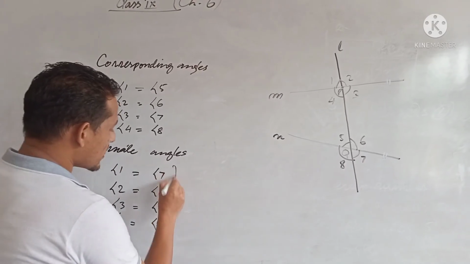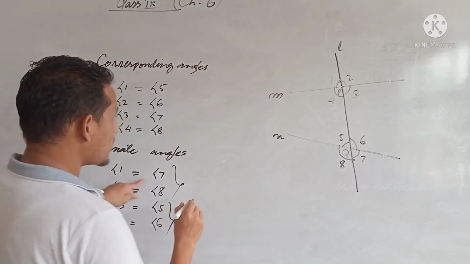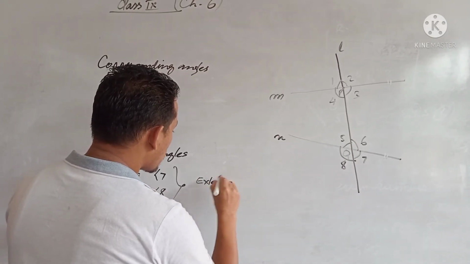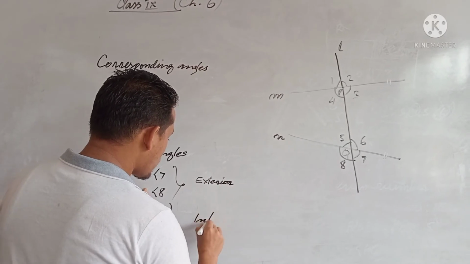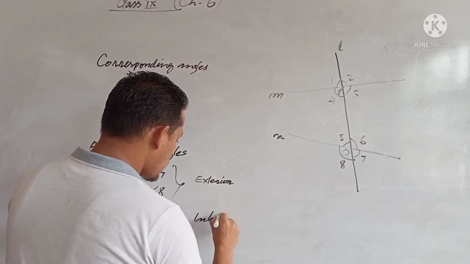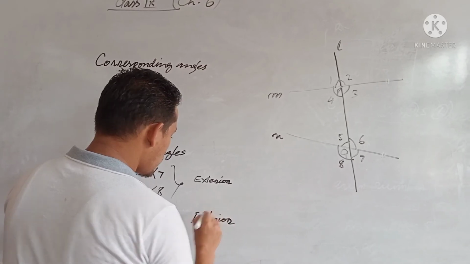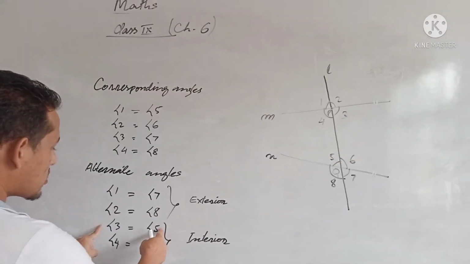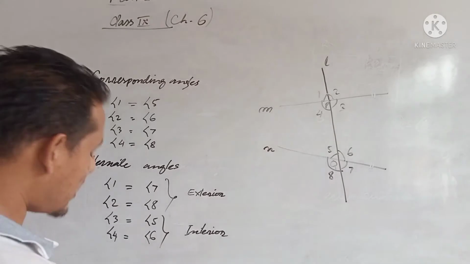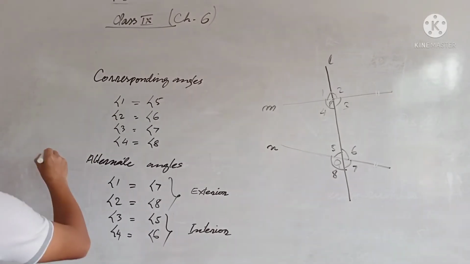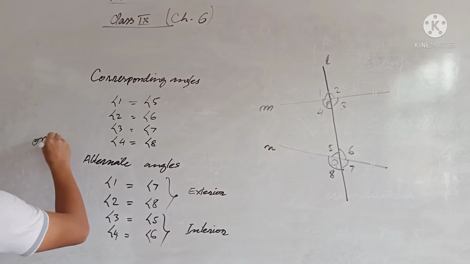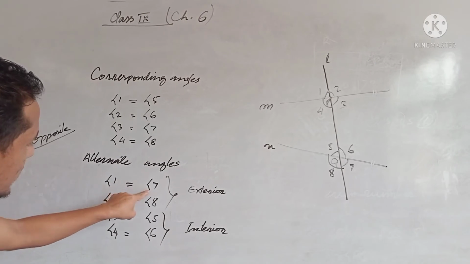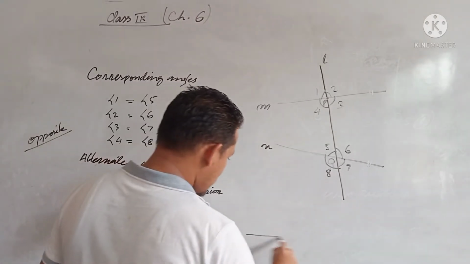Now we can separate here this one. This is exterior, and this is interior. So these two are alternate exterior angles, and these two are alternate interior angles. And how to identify: the meaning of alternate is opposite. Now let me explain first 1 and 7.